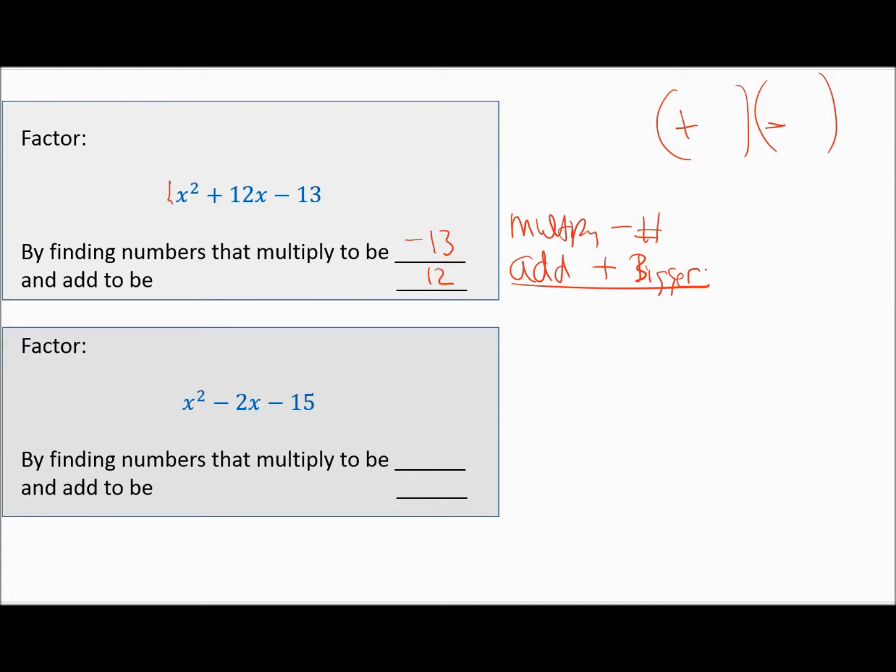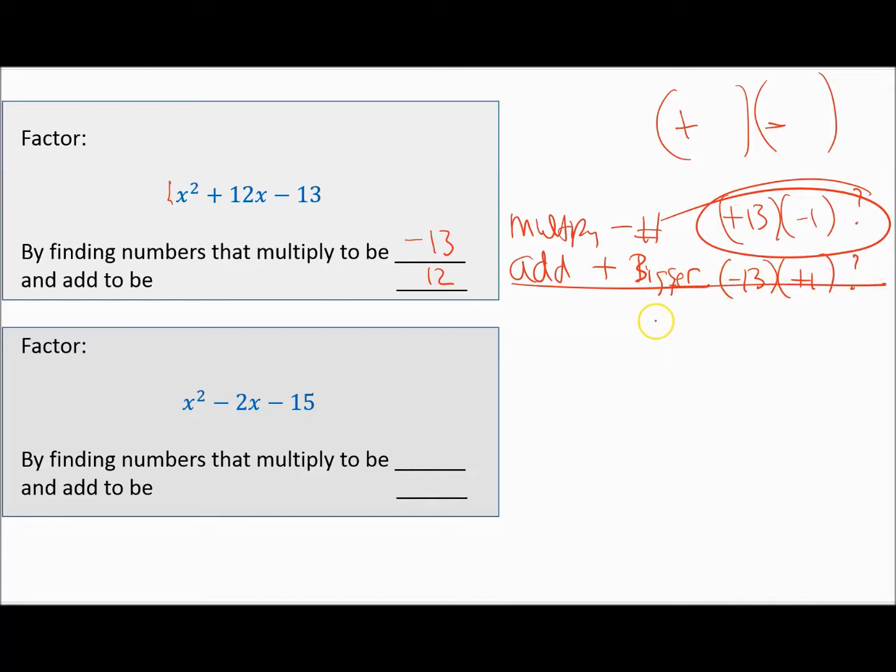So let's think about numbers that multiply to be 13. We don't have a whole lot of options there. Well, it's like 13 and 1, is it, right? So is it a positive 13 and a negative 1, or is it a negative 13 and a positive 1, right? Well, positive 13 and negative 1 add to be a positive 12. So that's our winner. This would add to be a negative 12, and we don't want that.